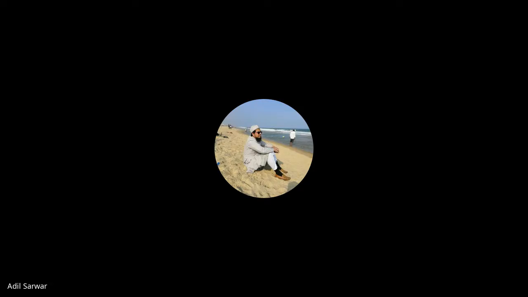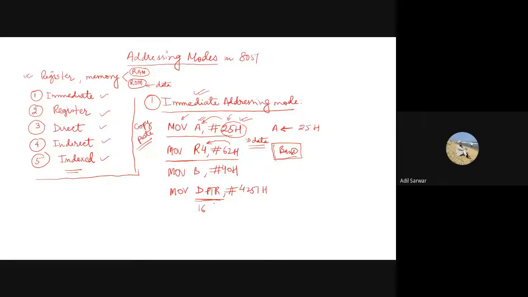Or we could have MOV DPTR, #4251H. Now DPTR, as you know, is a 16-bit register because it consists of two 8-bit registers, DPL and DPH. So writing this instruction basically means transferring 16-bit data into DPTR. Definitely it is going to take longer compared to instructions in which 8-bit data is copied.